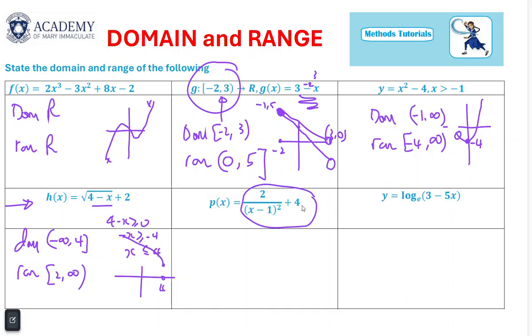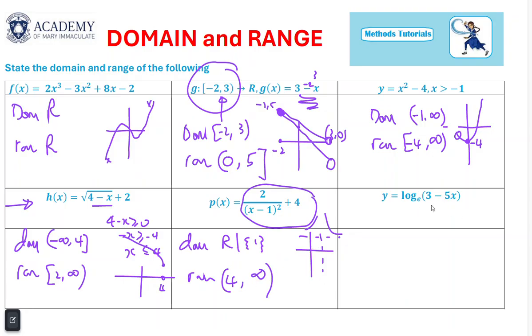Here I have a truncus. I have an asymptote at 1 and 4. So my domain, implied domain, is all real numbers except for 1. And my range will be 4 non-inclusive, because that's an asymptote, up to infinity.